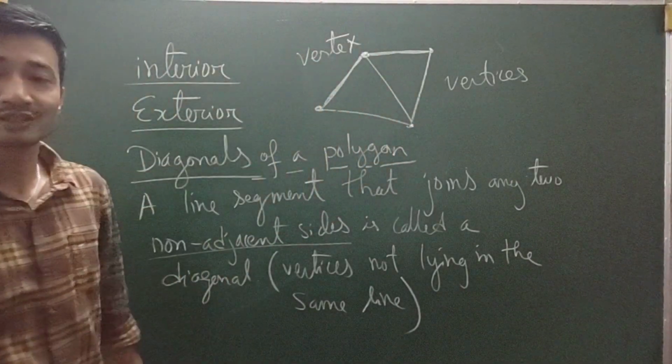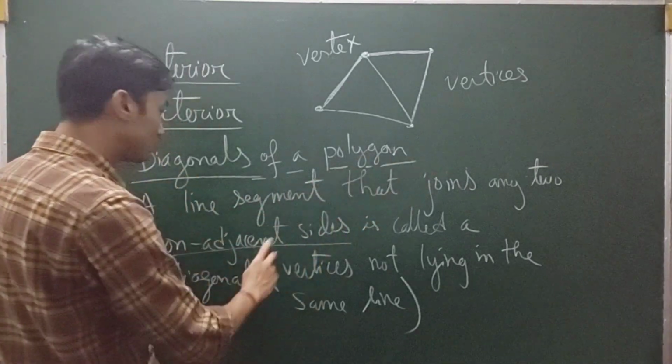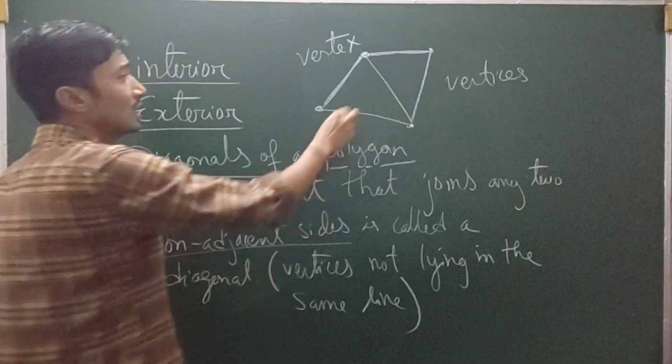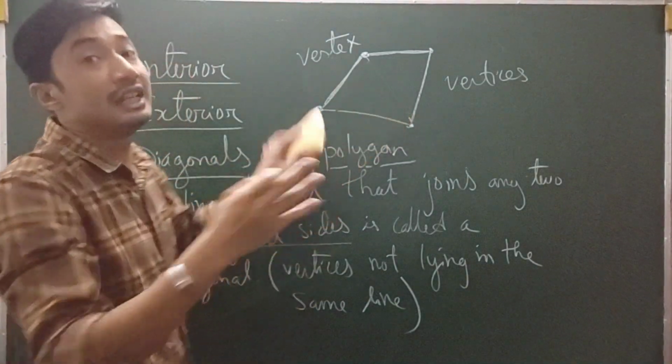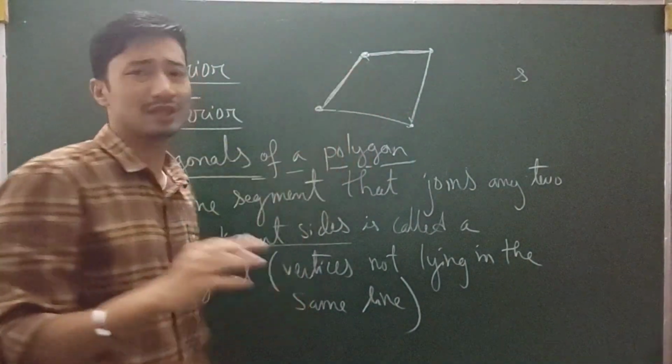Then we get a diagonal. That is called the diagonal. Similarly, in other words, a diagonal is a line segment that joins any two non-adjacent vertices, meaning the two sides should not be neighbors. Adjacent, we have already studied all this.